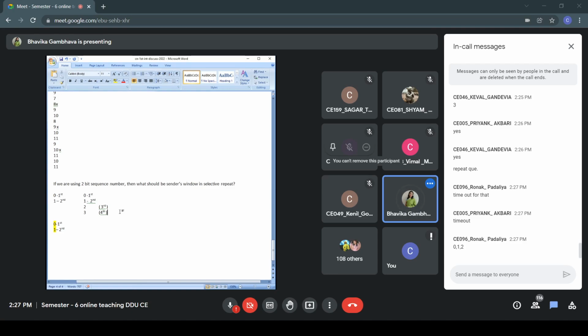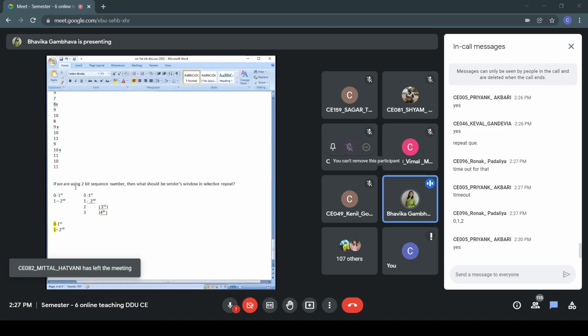Are you with me? So can you generalize this, that if the sequence number is n bits long, what should be the sender's window in selective repeat protocol? I am awaiting the last answer and then we will end the class.